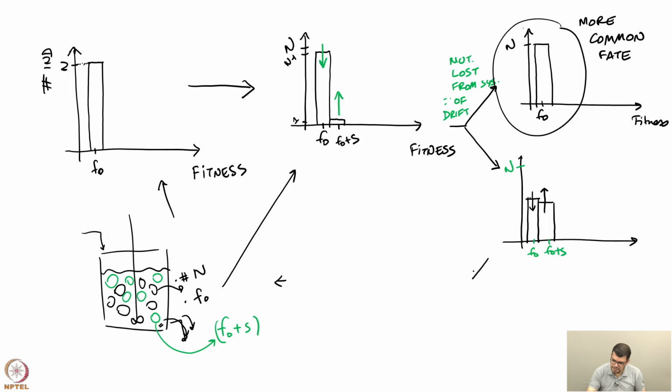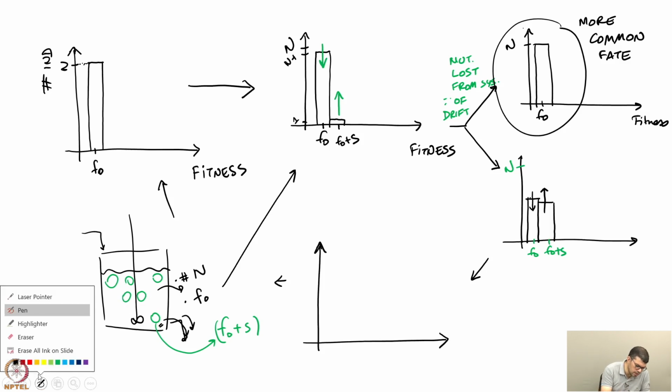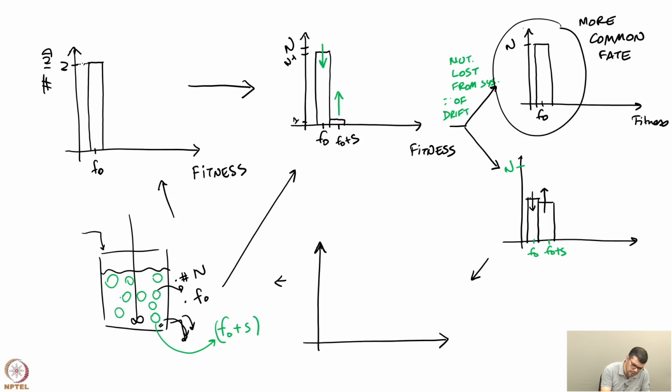And if we let sufficient time pass, then what is going to happen is that the F naught genotype, the ancestral genotype, is going to get completely eliminated from the population, and F naught plus s will be the only genotype that survives in the chemostat. So the future fate of this chemostat might look something like this, that there are only these green individuals left in the chemostat. That is because the green individuals, being of higher fitness, were able to completely eliminate the ancestral genotype.